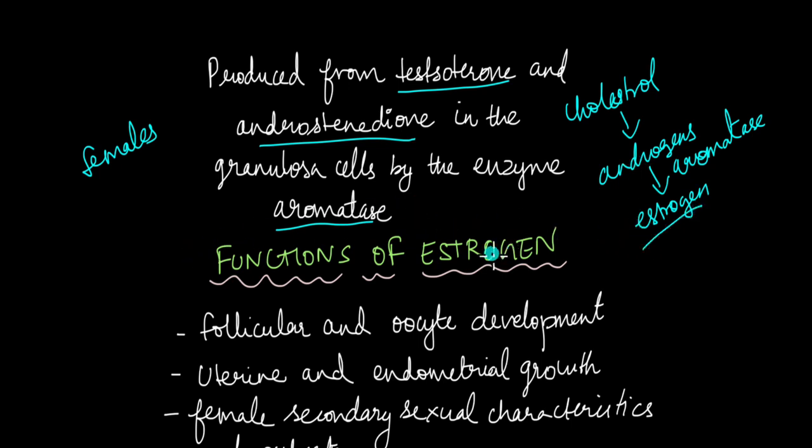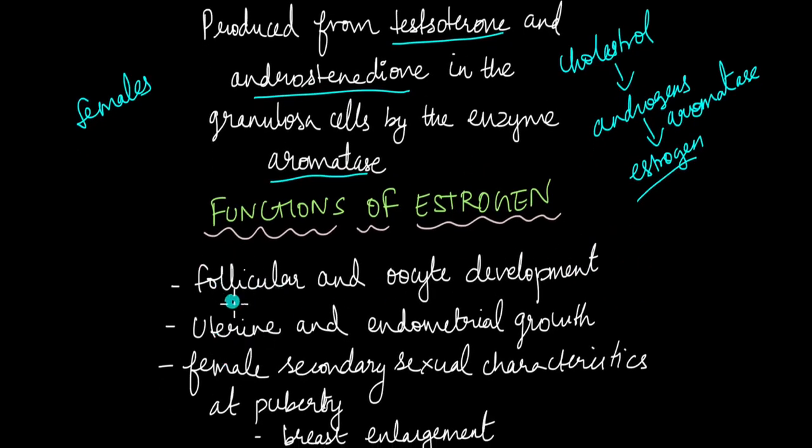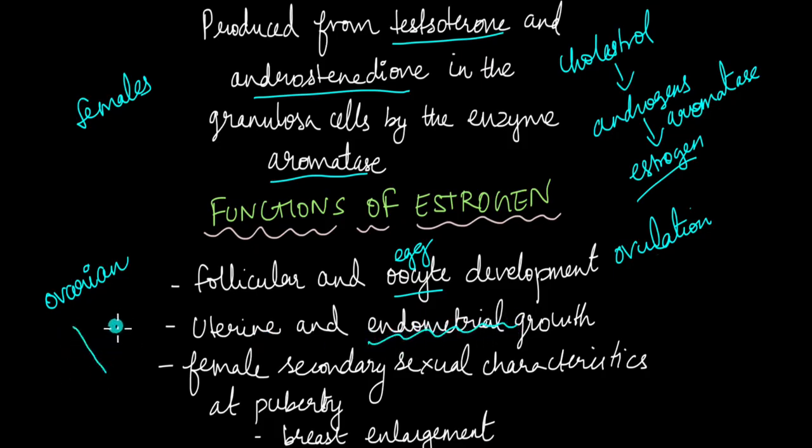So, estrogen has plenty of functions in the female body. It is the hormone that is mainly responsible for follicular and oocyte development. It causes the ovarian follicle to mature, to develop, at the end of which the oocyte or the egg is released by a process known as ovulation. Apart from this, estrogen is also involved in uterine and endometrial growth. If you remember, the endometrium is the outermost layer of the uterus, which is shed each month in the form of menstruation. But for the development and the maintenance of the endometrial layer, estrogen is very important.